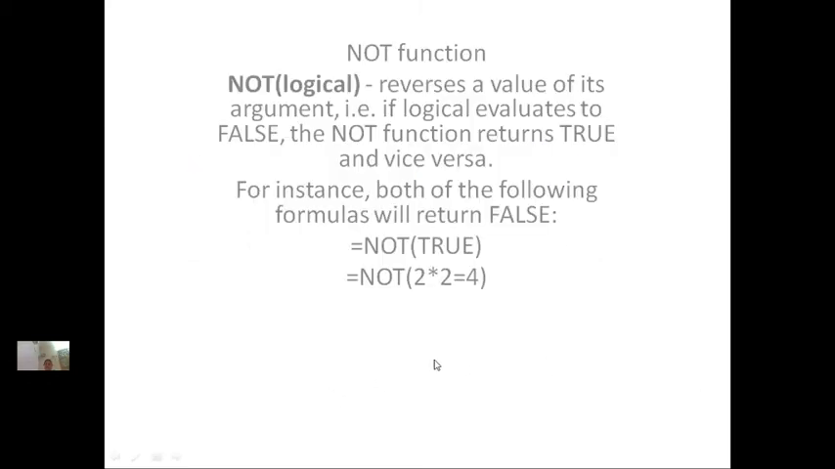The NOT function, NOT logical, reverses the value of its argument. If logical evaluates to false, the NOT function returns true, and vice versa. For example, NOT true. NOT 2 into 4 is equal to 2 into 2 is equal to 4.